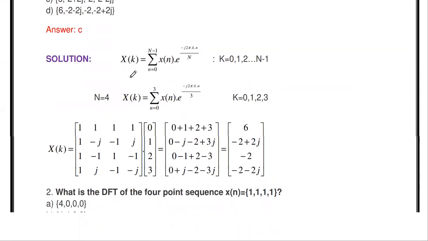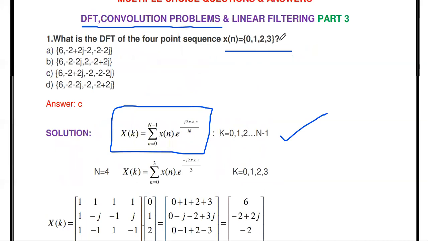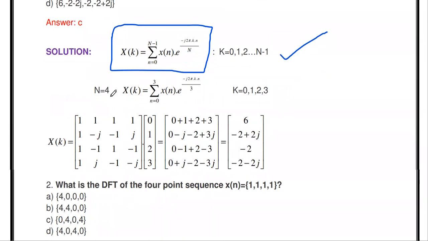The formula for the DFT calculation is X of k equal to summation n equal to 0 to N minus 1 x of n e power minus j 2 pi k n by N. This is the formula for DFT calculation, where N is the number of samples, N-point DFT, and the k value ranges from 0 to N minus 1. Here for our problem, the given samples are 4, so we take N equal to 4.